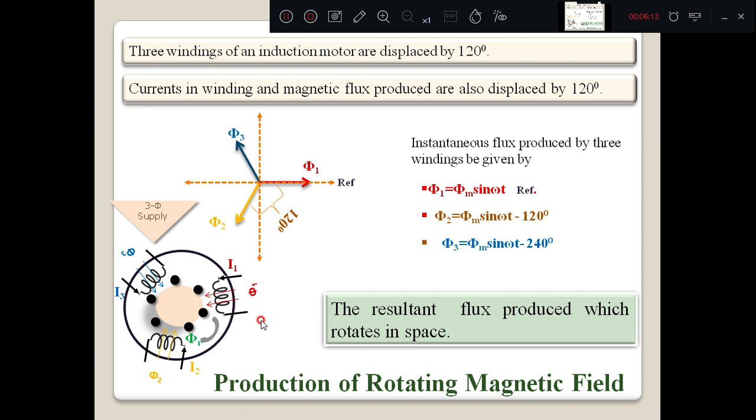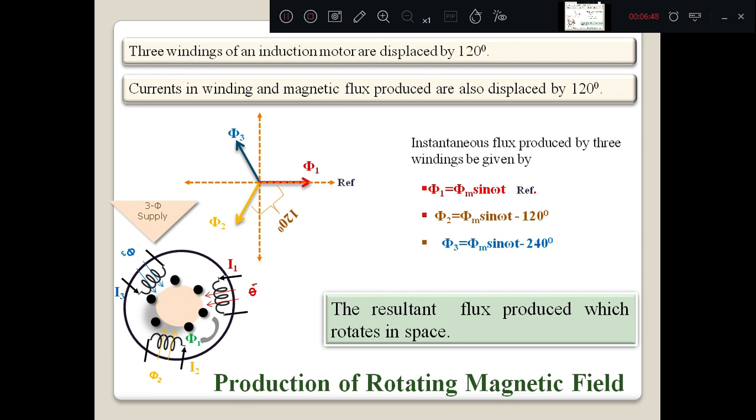In this slide, we are seeing that there are three windings in the stator winding of the induction motor. These three windings are supplied by a three-phase supply. Because of the application of voltage to the three windings, current starts flowing in them, alternating in nature. Because current flows through the windings, they produce their own magnetic fluxes, phi 1, phi 2, phi 3, which are displaced 120 degrees from each other.